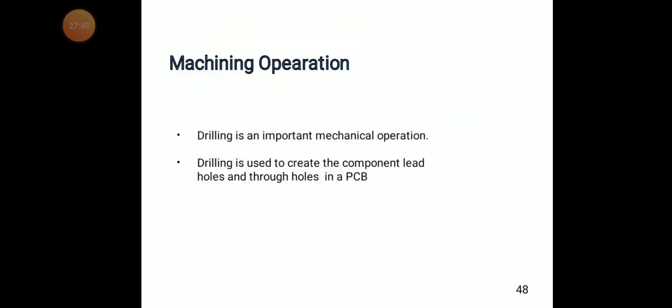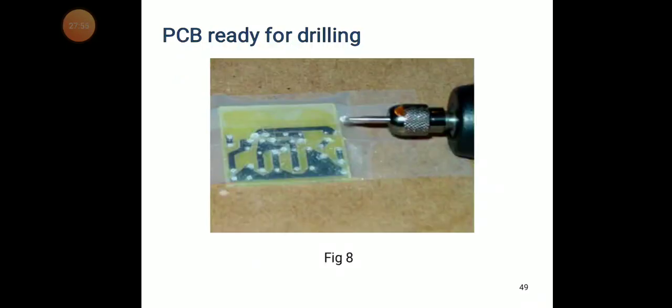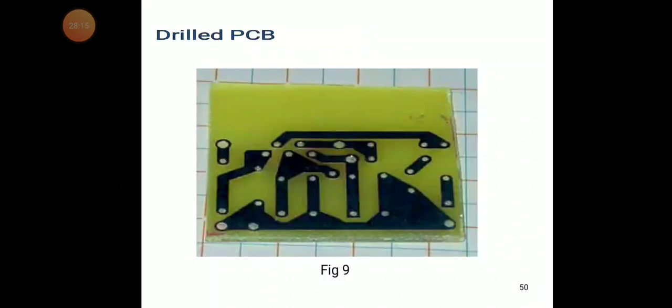After cleaning, the mechanical operation process starts. We already discussed the machining operation. What is the machining operation? Machining operations are drilling, and drilling is to create the component lead holes. After getting the cleaned final PCB, we are ready for drilling. The drilling should not harm the laminates or the board. It should not eliminate the solder position or the conducting patterns. That should be done in a proper way.